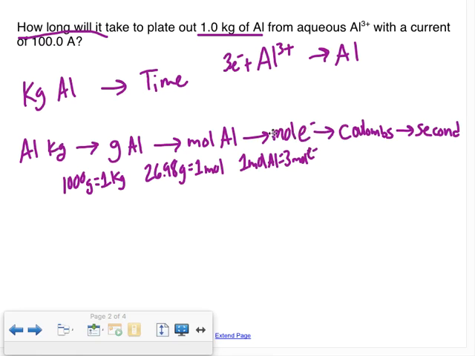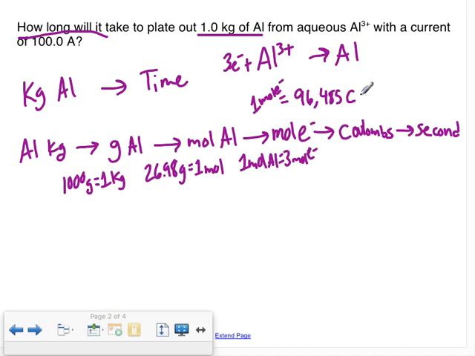When you're converting between moles of electrons and charge, that's when we can use Faraday's constant. Faraday's constant is the charge of 1 mole of electrons. Faraday's constant is 96,485, and that is the coulombs per mole of electrons. In other words, that's how many coulombs are equal to 1 mole of electrons. Avogadro's number of electrons would have a charge of 96,485 coulombs.